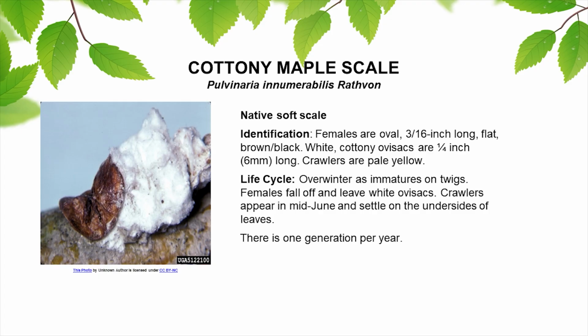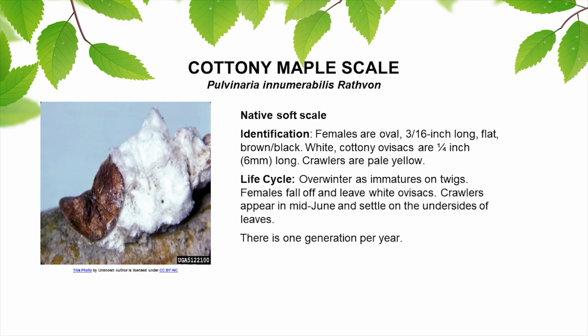Cottony Maple Scale. Cottony Maple Scale is a native soft scale. The adult females are 3/16 of an inch long, oval-shaped, and flat. They are brown or black in color. Their ovisacs are white, cottony, around 1/4 of an inch, 6 millimeters long. The crawlers are a pale yellow color.